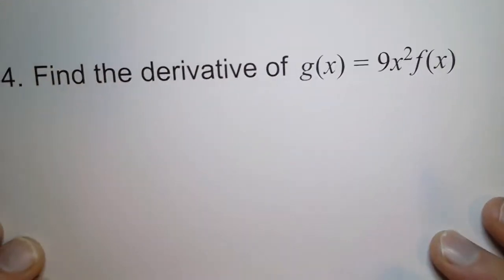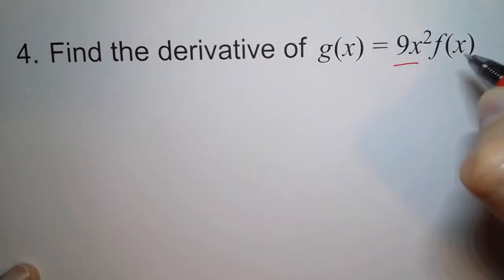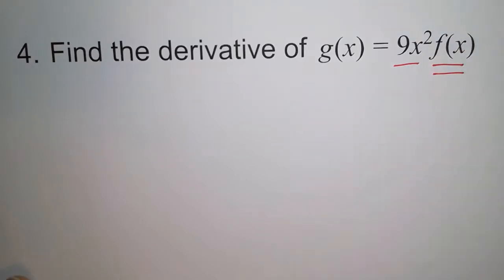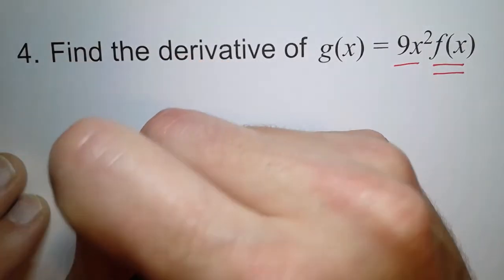Now looking here at number 4, we have two functions. We have 9x squared, and then we have f of x. Now f of x we don't know, but we do know what its derivative is. Its derivative is just f prime. So anytime we want to say what the derivative of f is, we're just going to put f prime in its place and not worry about what f of x is. We don't know what it is. We just put f prime. But since we're multiplying, this is a product rule problem.